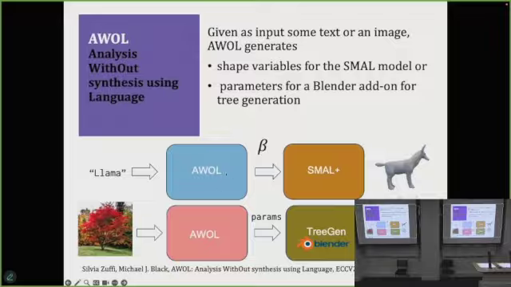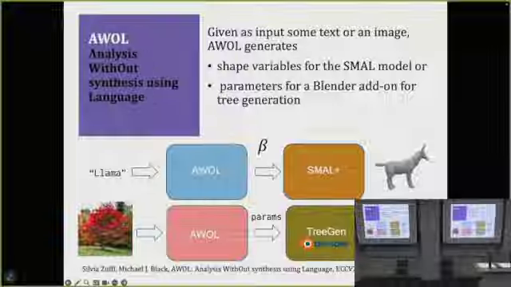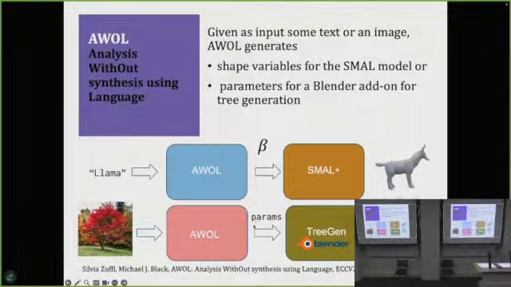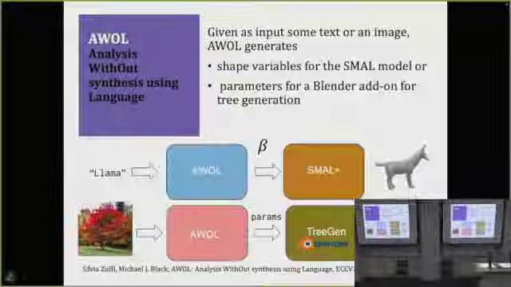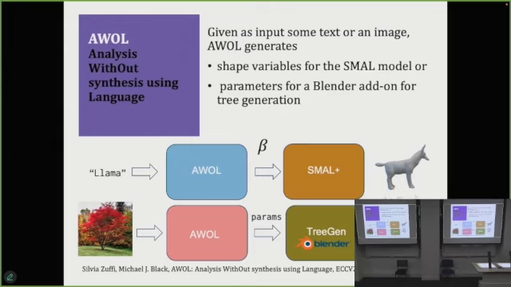So with the same architecture, we can input Acer, the name of this tree, or the image, and then we would obtain the parameters for this Blender plugin to generate the tree. So I call this method AWOL. It's such a bad idea because nobody knows about it.